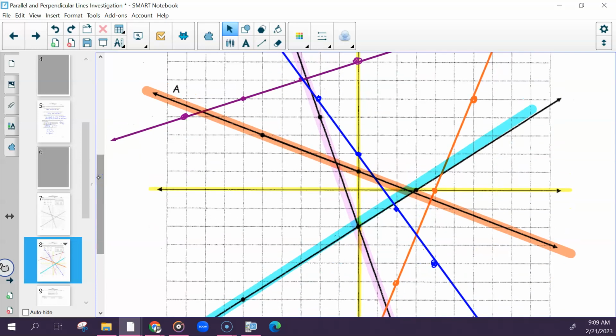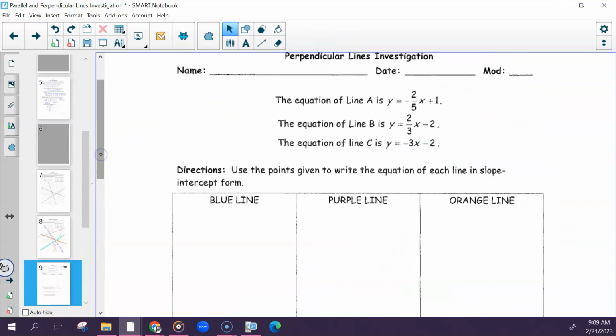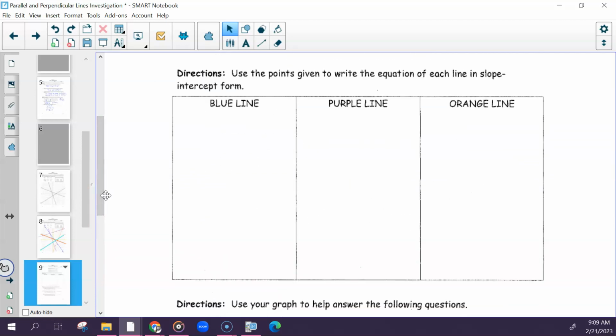Okay. So as before, the next page has your equations and it has boxes for you to find the equations. You can either look at the graphs or you can do the math and find them algebraically. So I'm going to leave the ordered pairs up if you want to do the math, but remember you also have the graph. I'm going to give you 5 to 7 minutes to work through that. And then we'll talk about what perpendicular means.